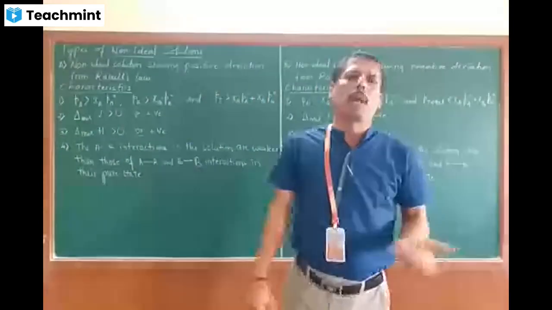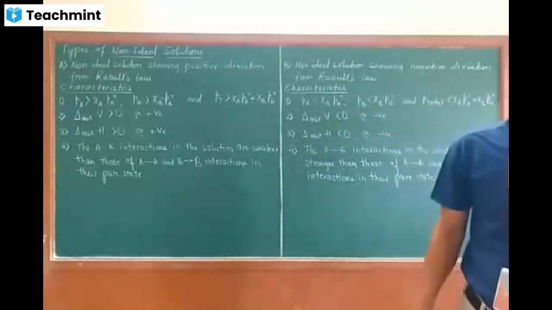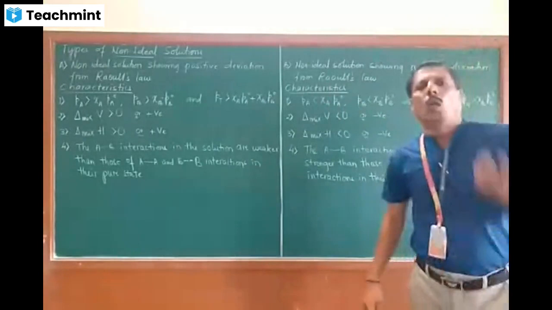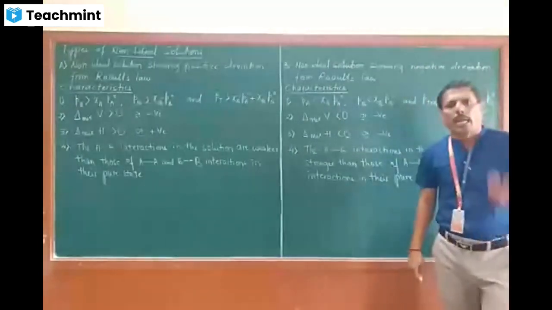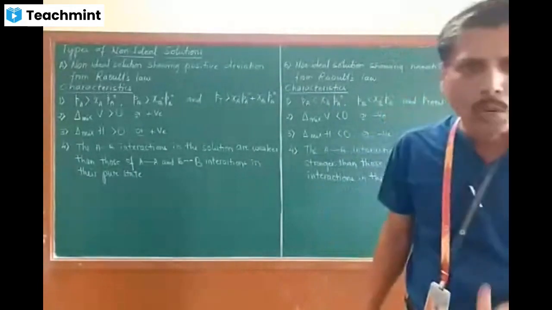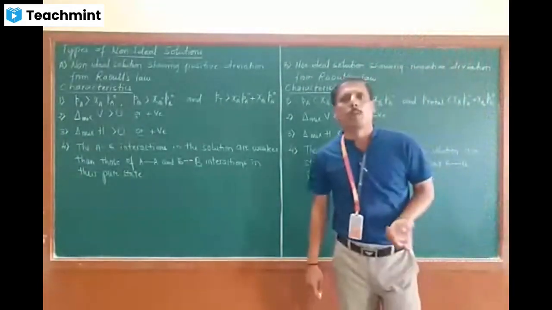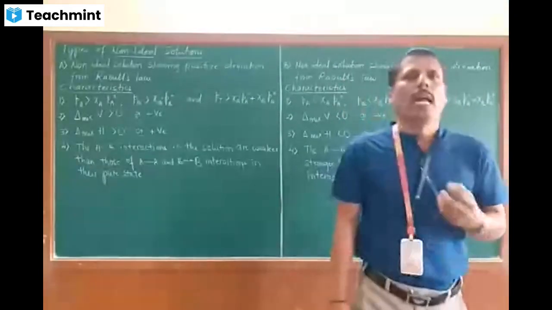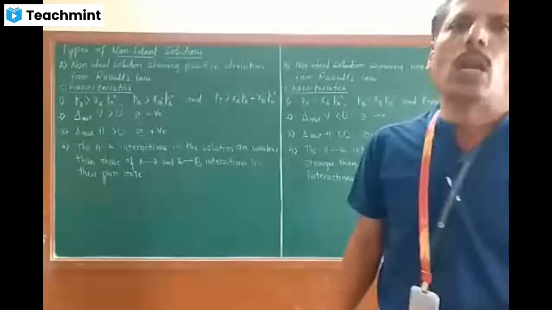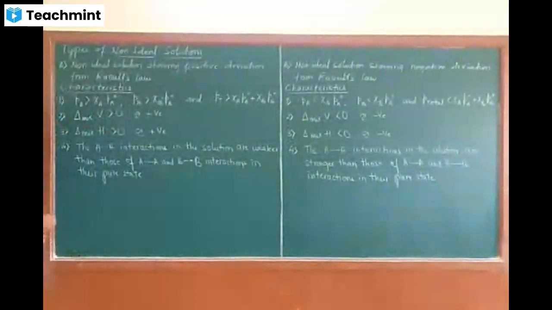So you may be asked to write the characteristics of non-ideal solution showing positive deviation from Raoult's law, non-ideal solution showing negative deviation from Raoult's law, or you may be asked to write differences between them. Next is examples for these.